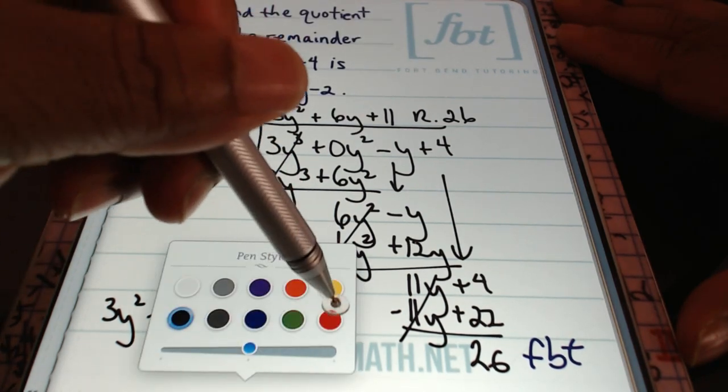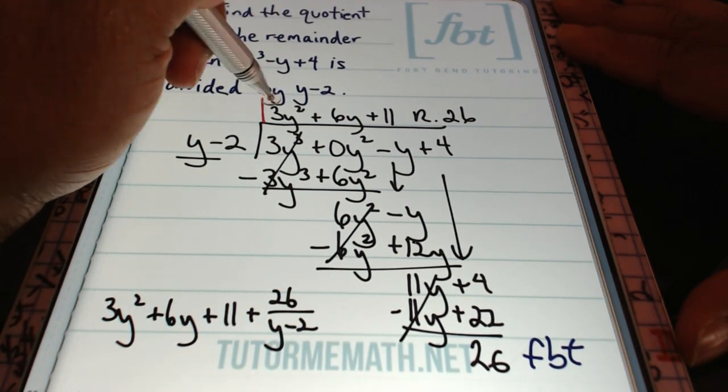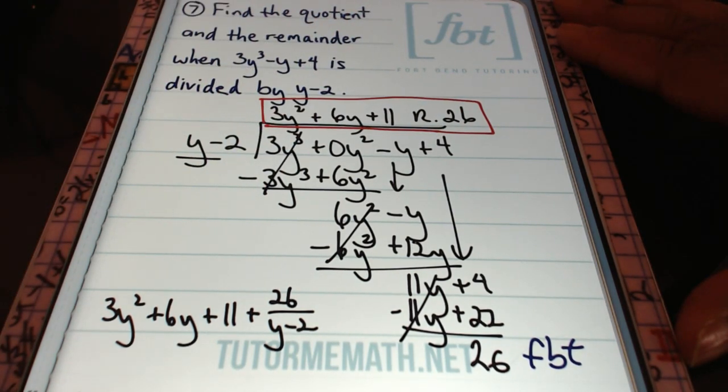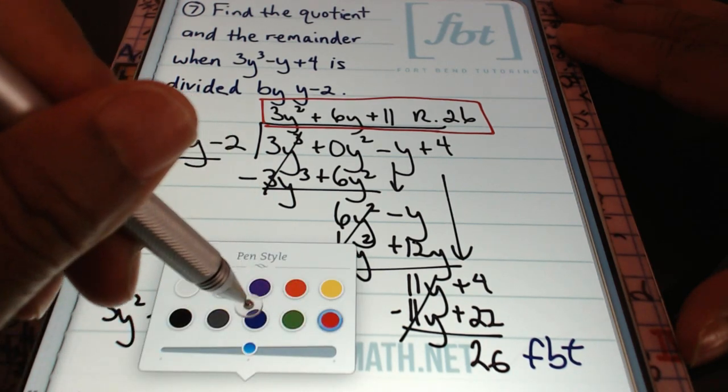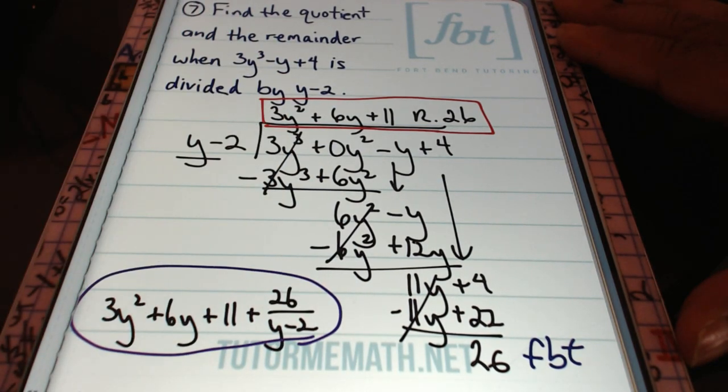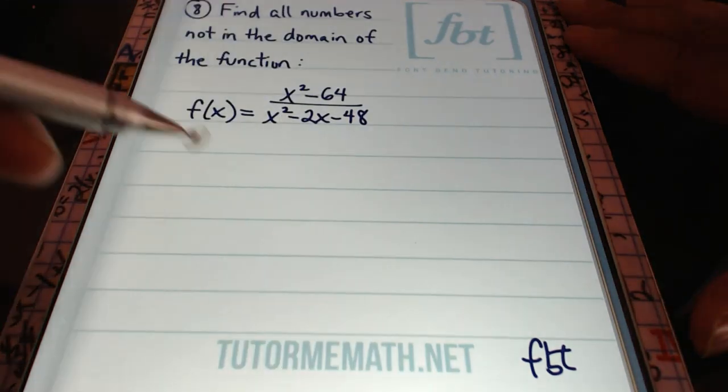So because of the way the question was asked, we separated the remainder and the quotient from each other. But if they wanted it all in one, you would write your answer like this. Let me go ahead and put that in purple since that's not what they really wanted. We're going to give them a little purple circle. That's not what they wanted, but if they did, that's what it would look like. But what they wanted is in a red box. And that completes problem number 7, guys.